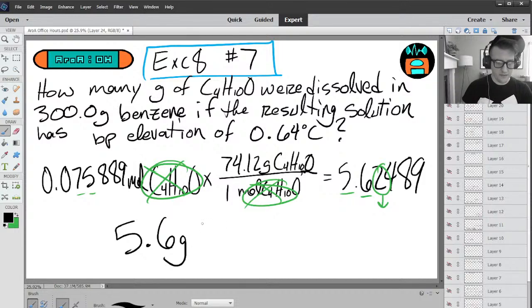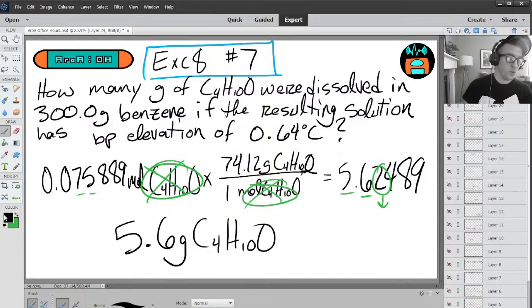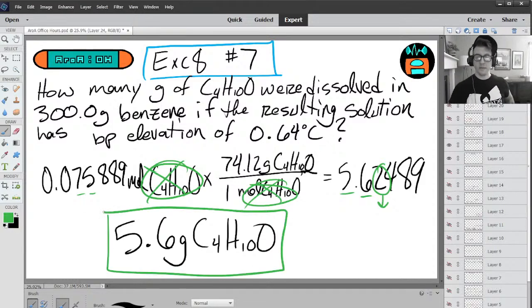So we got 5 grams of diethyl ether was dissolved in 300 grams of benzene. That resulted in the boiling point elevation of 0.64 degrees. All right, Mariam, so that is the answer to both of your questions.